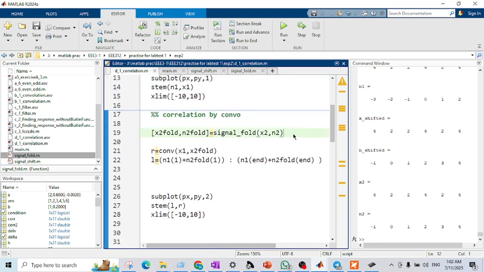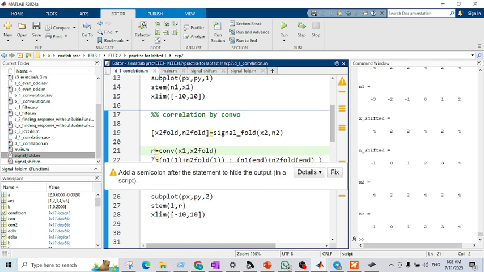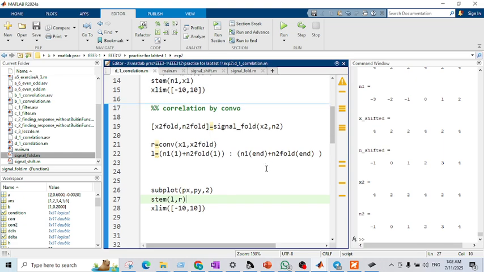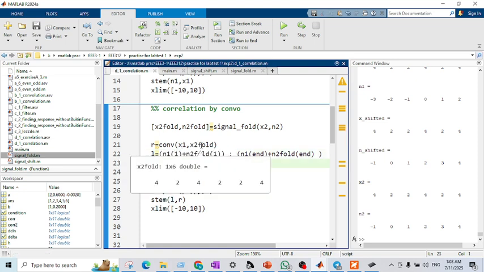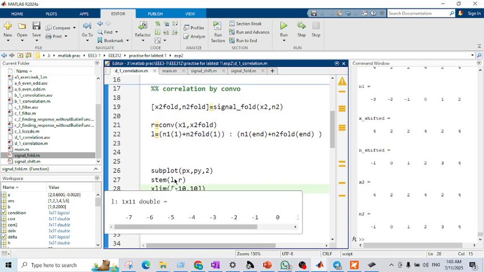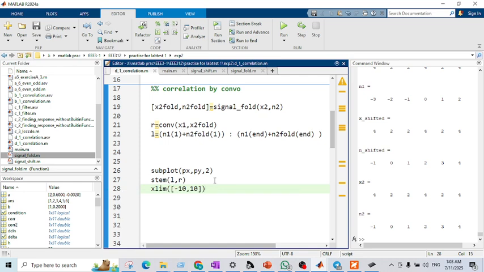So let me go to the code. See, first I folded using the signal fold function, and then I convolved and found r, but this is only the value of the cross correlation function. What I need is the information about L. So see, I have convolved x1 and x2 fold, and that's why I have taken the first element of their time indexes, and again the last element of their time indexes, and then if I plot L versus r, let's see what happens.